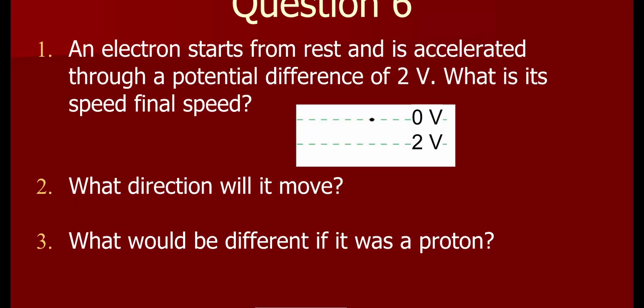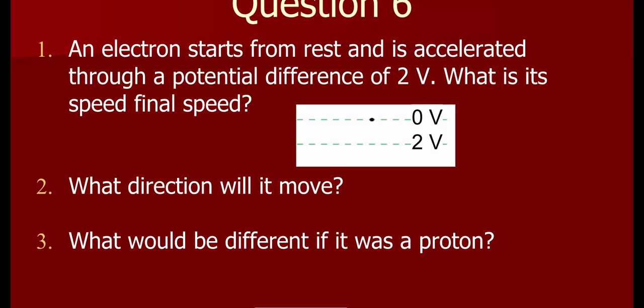An electron starts from rest and is accelerated through a potential difference of 2 volts. What is its final speed? What direction will it move? And what would be different if it was a proton? So it says we have an electron that starts from rest and is accelerated through a potential difference of 2 volts. What's its final speed?